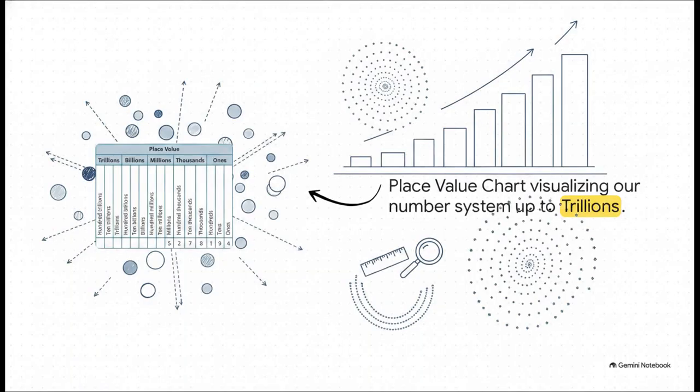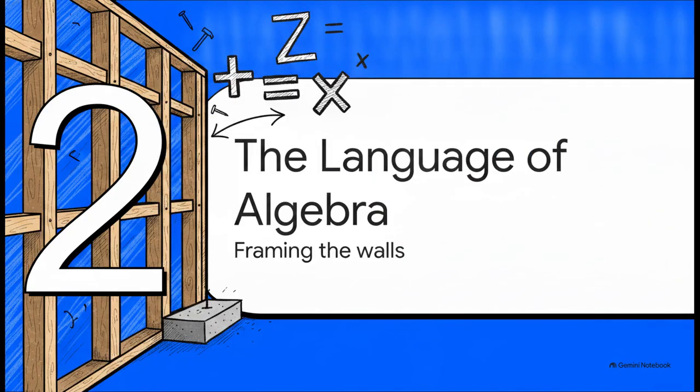And this place value chart is actually pretty wild when you think about it. It visualizes place values all the way up to the trillions. It's a great reminder of how our number system scales up. Whether you're dealing with a single digit in the ones column or you're navigating the 100 billions, the underlying structure of our math system stays remarkably consistent. All right, with the concrete poured, let's start framing the walls.